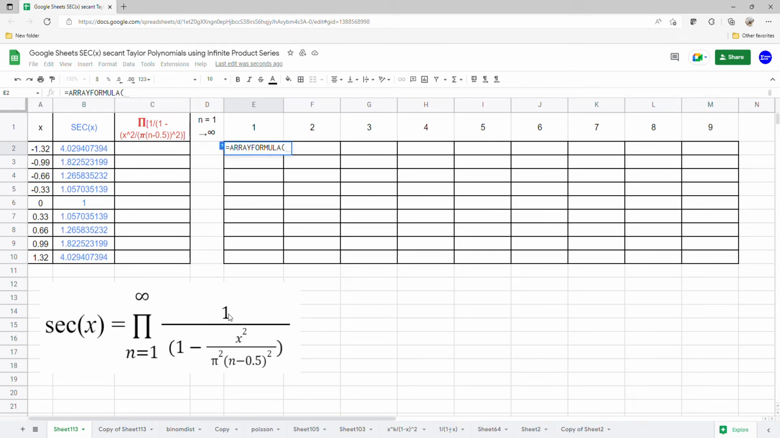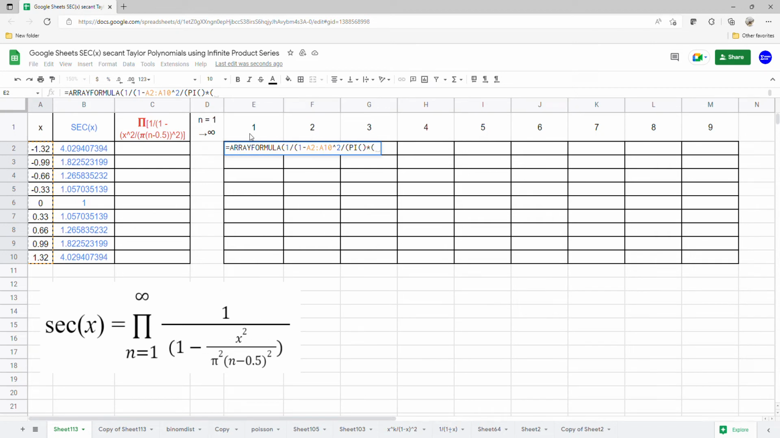That's for the numerator, that's 1, divided by, so 1 over the quantity 1 minus x squared, so x raised to the power 2, divided by the denominator. That's pi squared times n minus 0.5 squared. So that's pi times n minus 0.5 quantity squared. So the quantity pi times the quantity n minus 0.5.